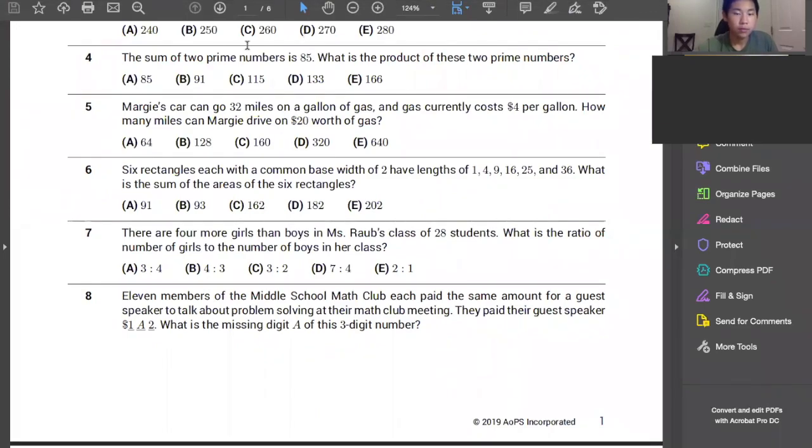Alright, the sum of 2 prime numbers is 85, and we want to find the product of these two prime numbers. Every prime number other than 2 is odd. So if our two prime numbers are both odd, they're going to add up to an even number. But since the sum is odd, one of the primes must be 2. That tells us the other prime is 83, since they must add up to 85. And if we take the product of these two, we get 166.